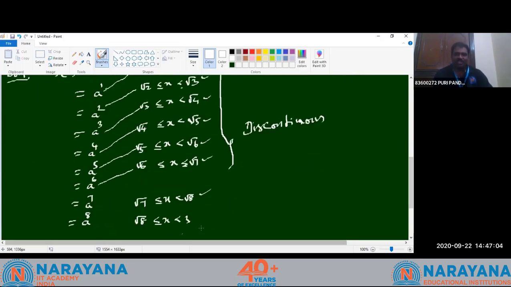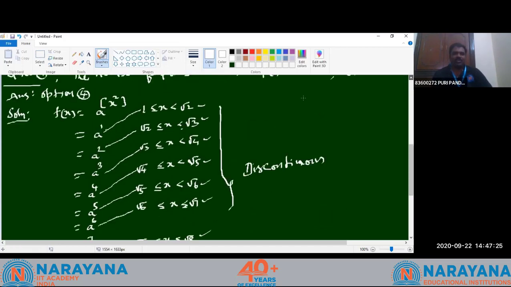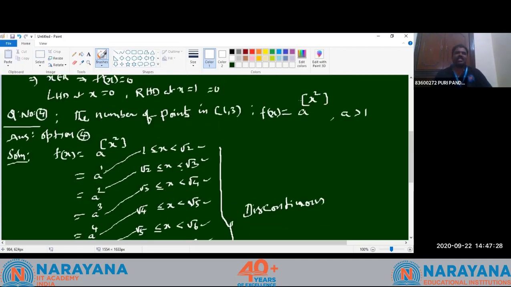So 7 discontinuous points. At these points, the function is discontinuous. That's why the function is breaking at 7 points. So the answer satisfies option 4. The number of points is 7. Clear? Discontinuous means breaking.